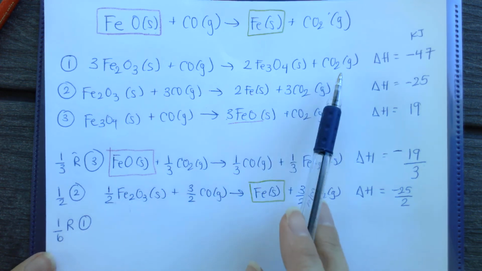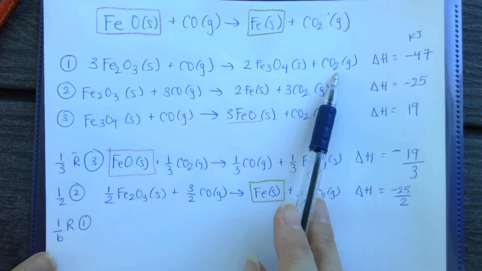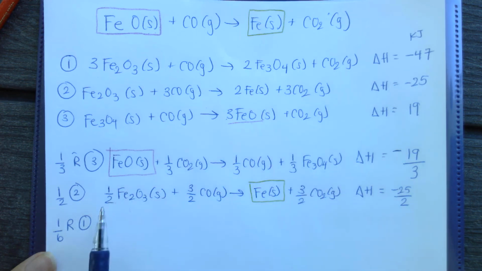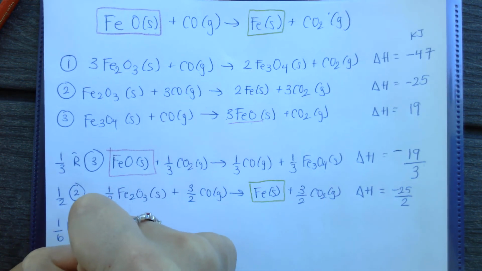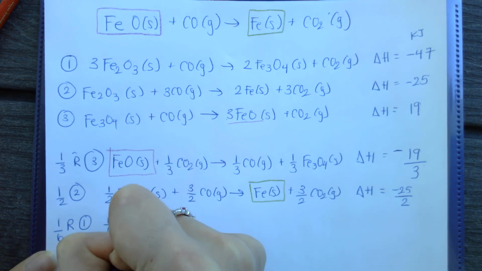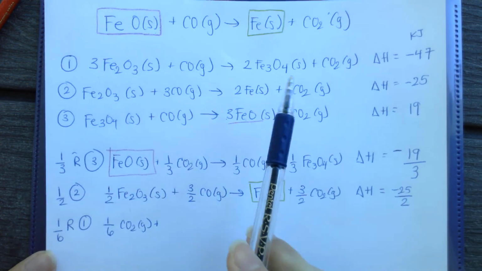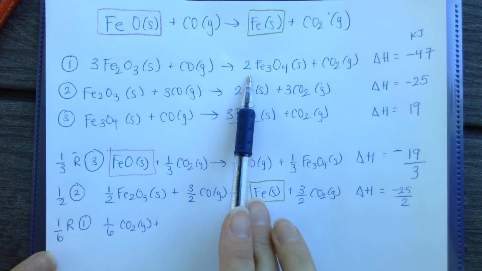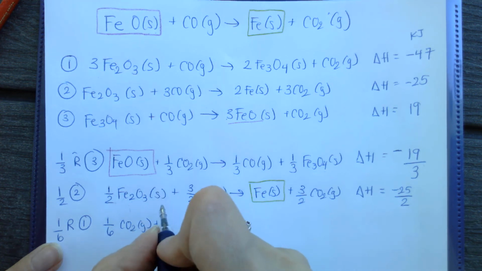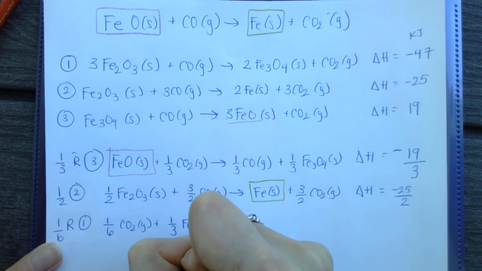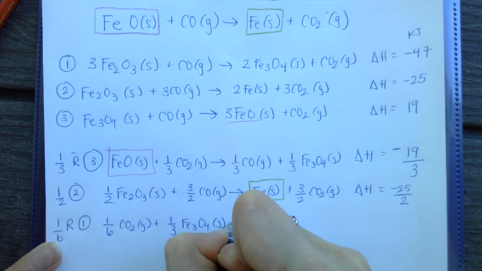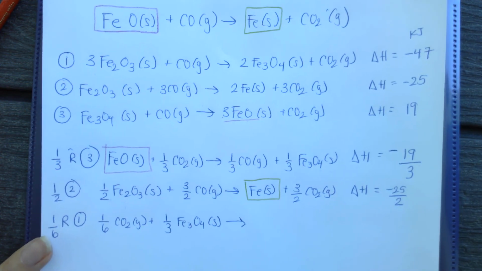Okay, so when we reverse that, our CO2 is going to be now brought over here as a reactant. So we're going to have 1/6 CO2. Okay, so then we're going to have this. So 2 times 1/6. So we're going to have 2 over 6, which gives us 1/3. So we're going to have 1/3 Fe3O4. And we'll have our arrow.